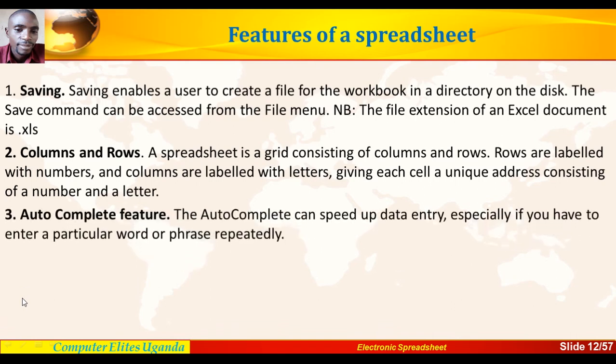Then another one, we have the autocomplete feature. This one is used to display a certain phrase that is already typed or that is already in a spreadsheet. If you already typed a certain phrase and you want to type it again, Excel will automatically give you that very word. So it contains an autocomplete feature which gives you a way of completing a certain word without retyping every time.